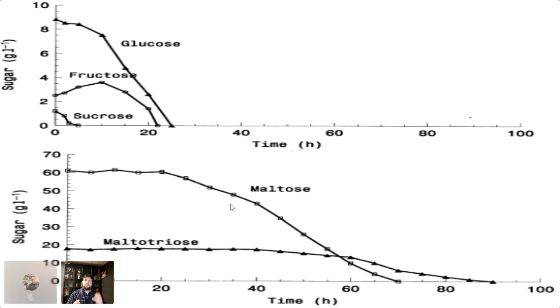Now, maltose is just 2 molecules of glucose attached. It's glucose, glucose. That's it. It's harder to break down. We have to break that bond between the two apart. The yeast cell has to spend energy in order for that to occur. So the yeast cell is going to do so second.